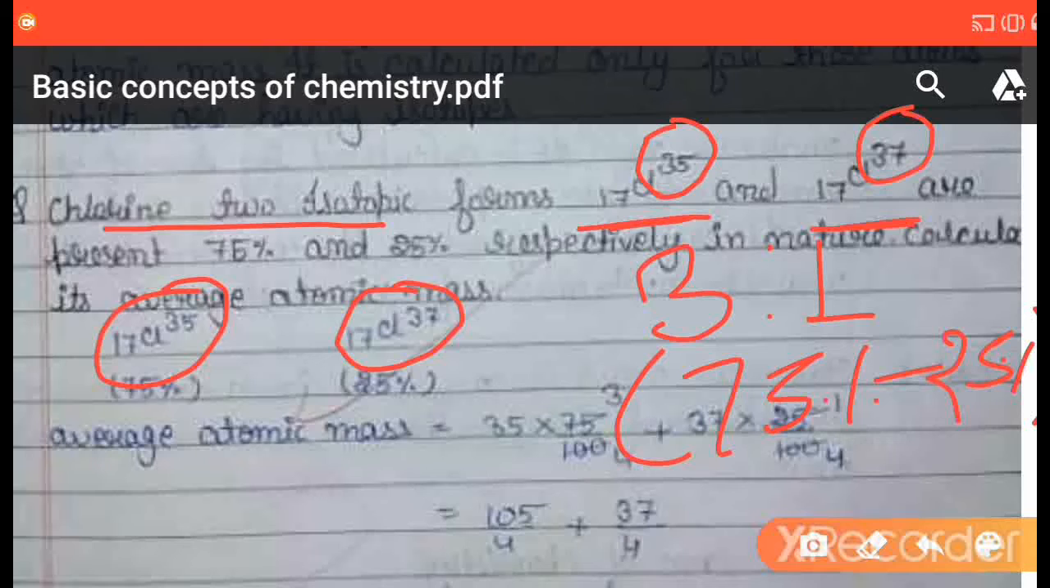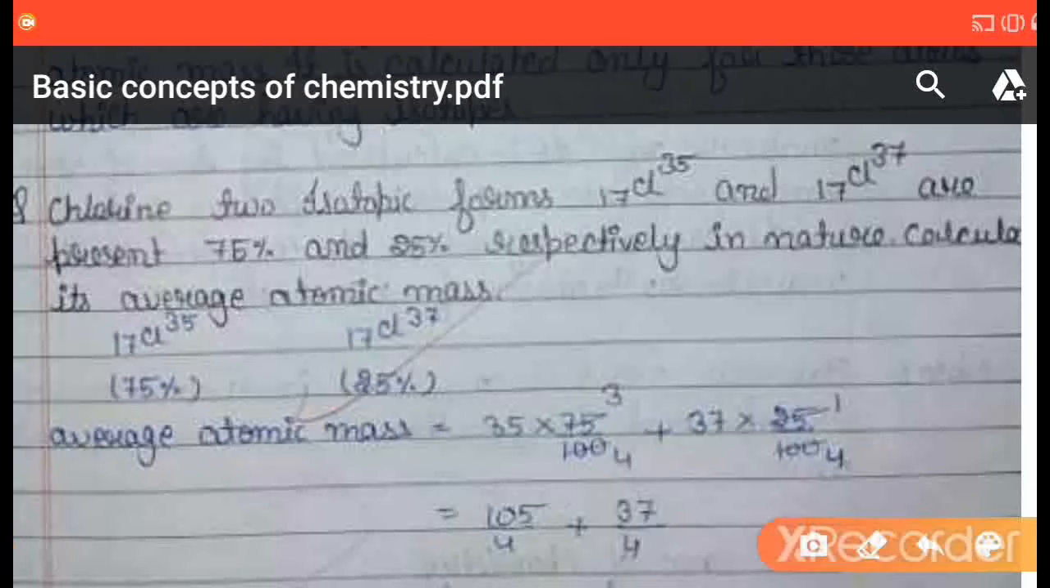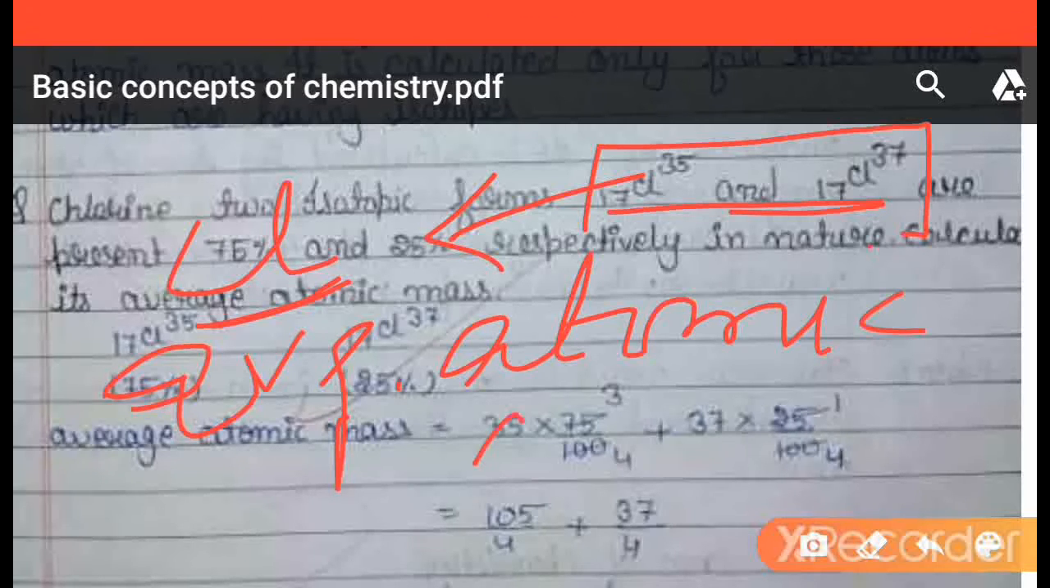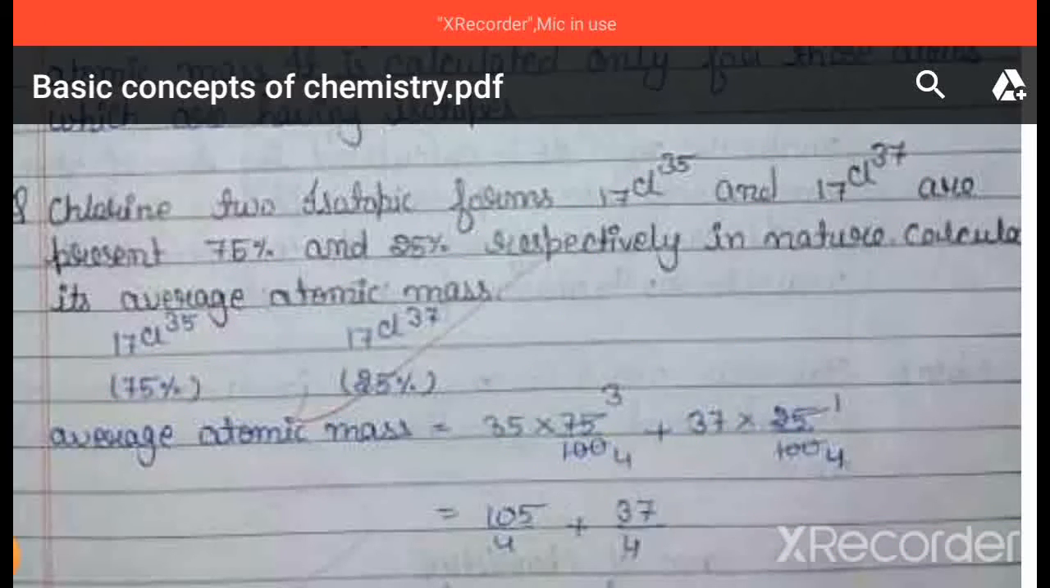But we cannot neglect the 25% amount of an isotope, because 25% is significant. So both isotopic forms of chlorine are significant here, right? So for chlorine, which type of mass do we prefer? We prefer average atomic mass instead of atomic mass. If one isotope is present in the maximum amount, then we can simply consider that atomic mass. But both isotopic forms have a significant amount, so we have to calculate the average atomic mass.